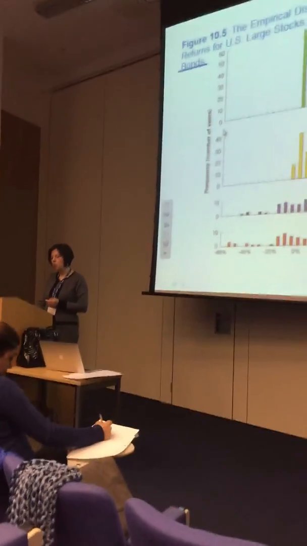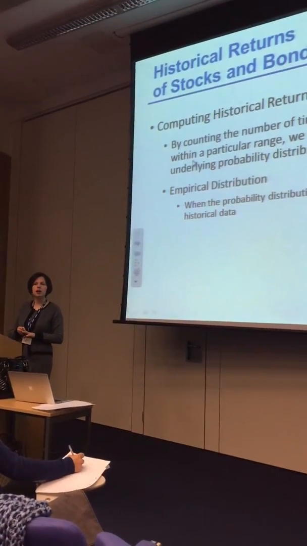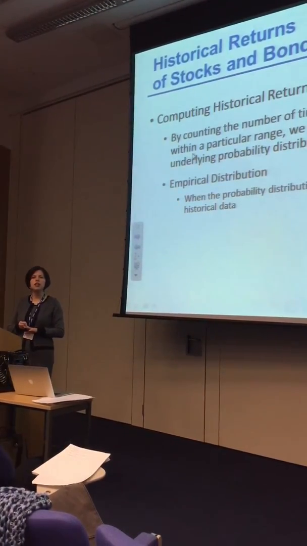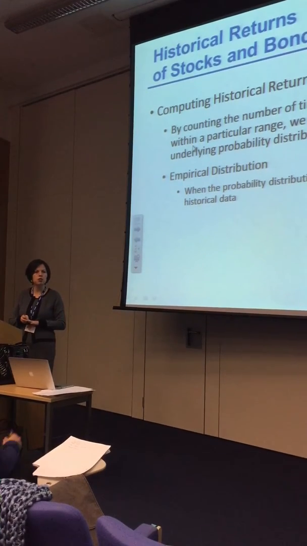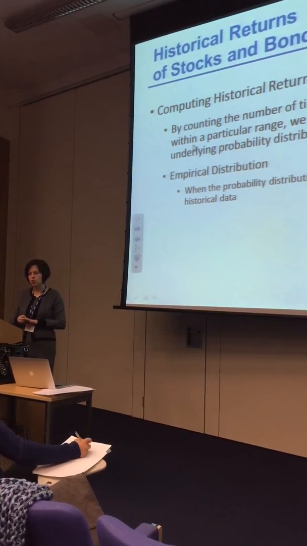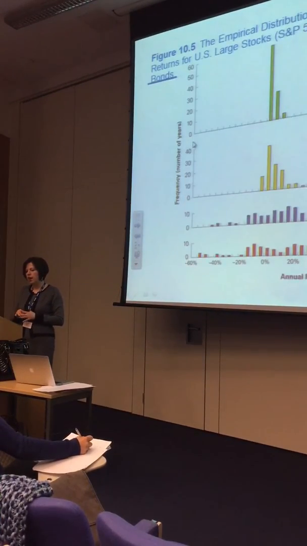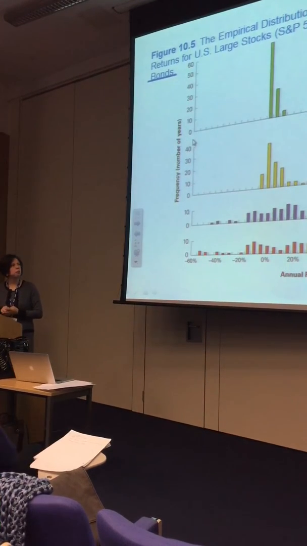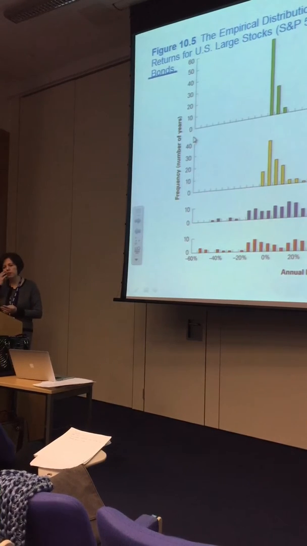So we have returns, yearly returns for a particular security. Let's say the stock, and then we plot them. So how is this distribution created?